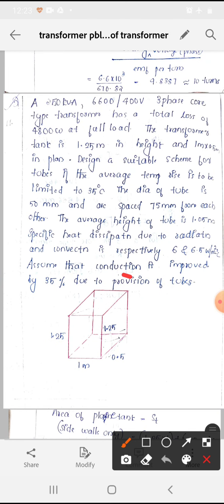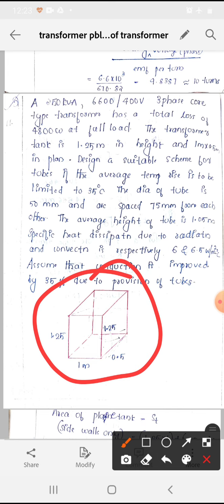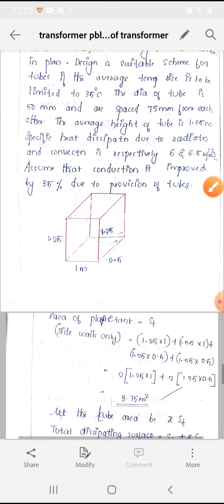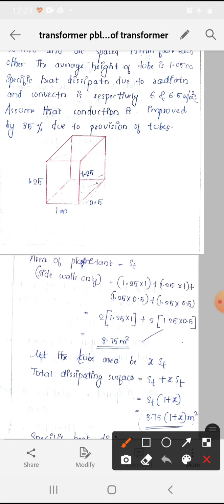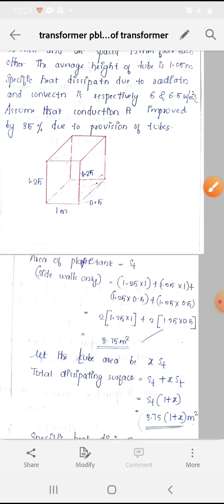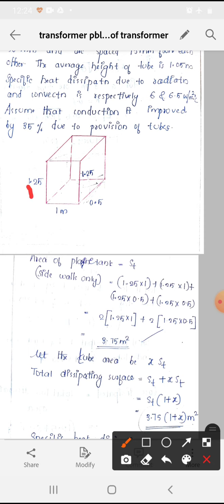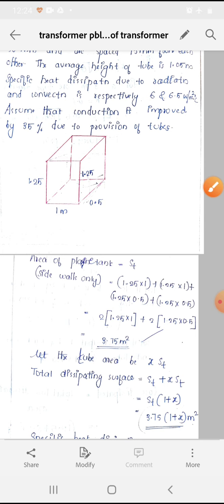Consider this as a transformer tank. The height is given as 1.25 and 1 meter by 0.5 meter in plan. So first we are going to find the area of the plain tank, that is ST, the side walls only. The area is 1.25 into 1 meter plus this 1.25 into 1 meter, then plus this side 1.25 into 0.5 and also plus 1.25 into 0.5. That is the total area.